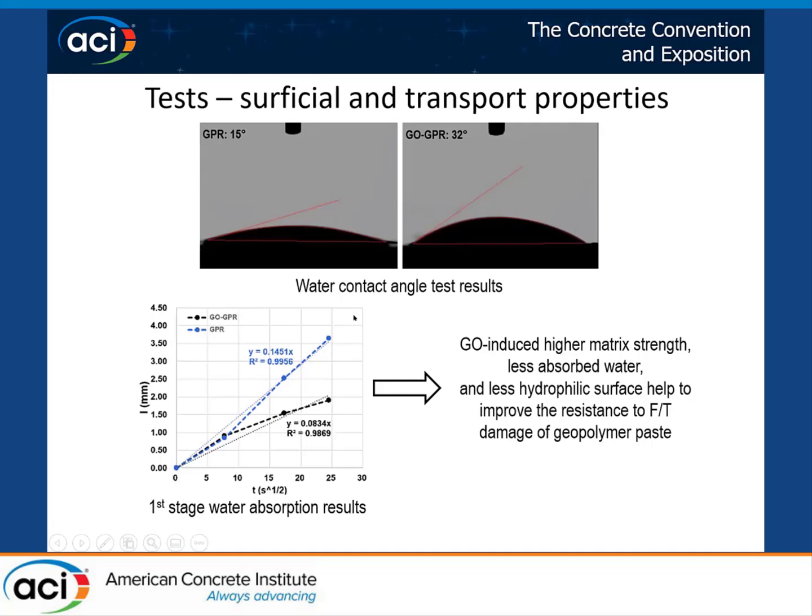So combining these three results, we can summarize that the graphene oxide induced a higher matrix strength, which resulted in less absorbed water and a less hydrophilic surface. So all these three changes will result in improved freeze-thaw damage resistance.